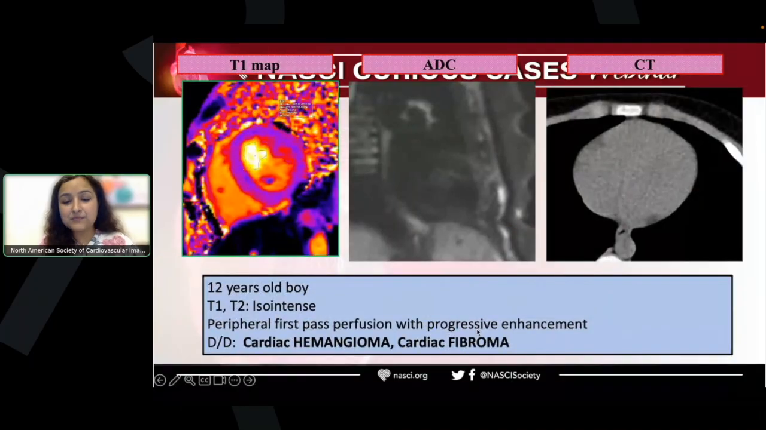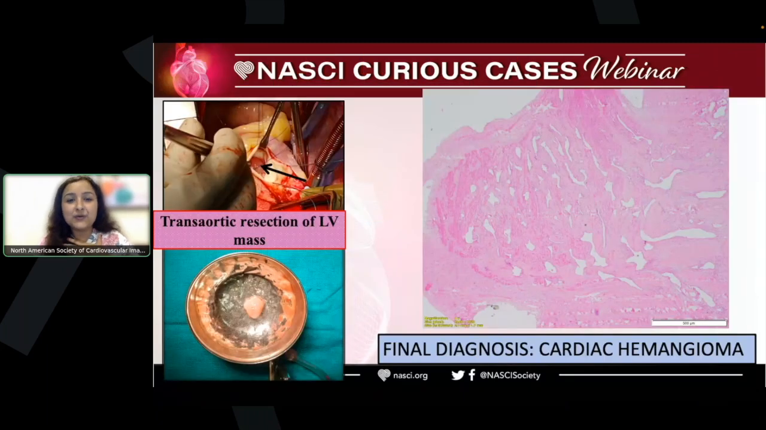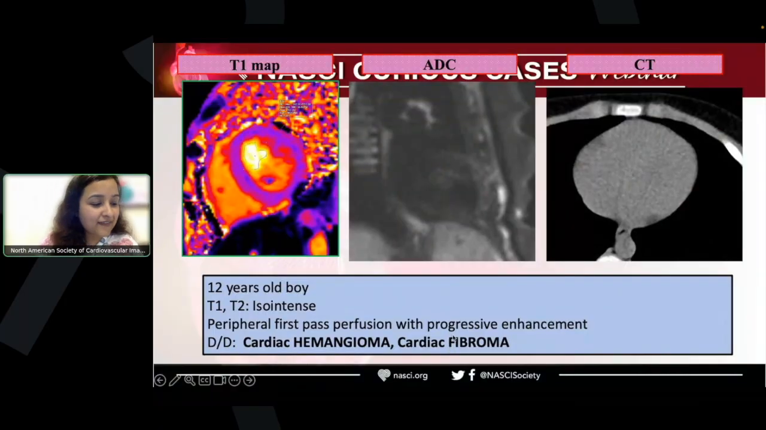Sometimes, specifically this mobile stalk-based fibroma can be really challenging. So the final diagnosis was hemangioma, and I think it's only the histopath that made the diagnosis. We had left it at hemangioma versus fibroma. I think that's it.